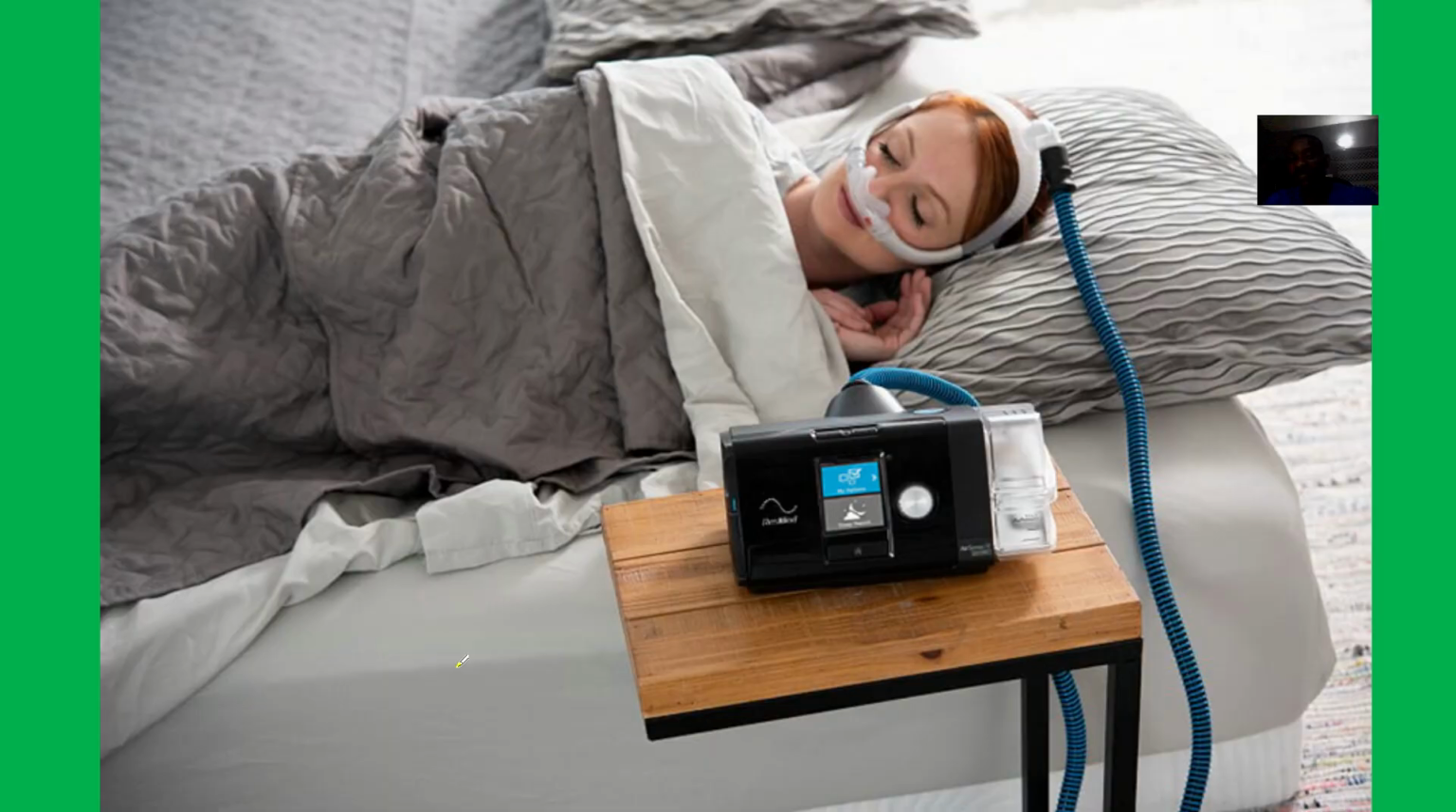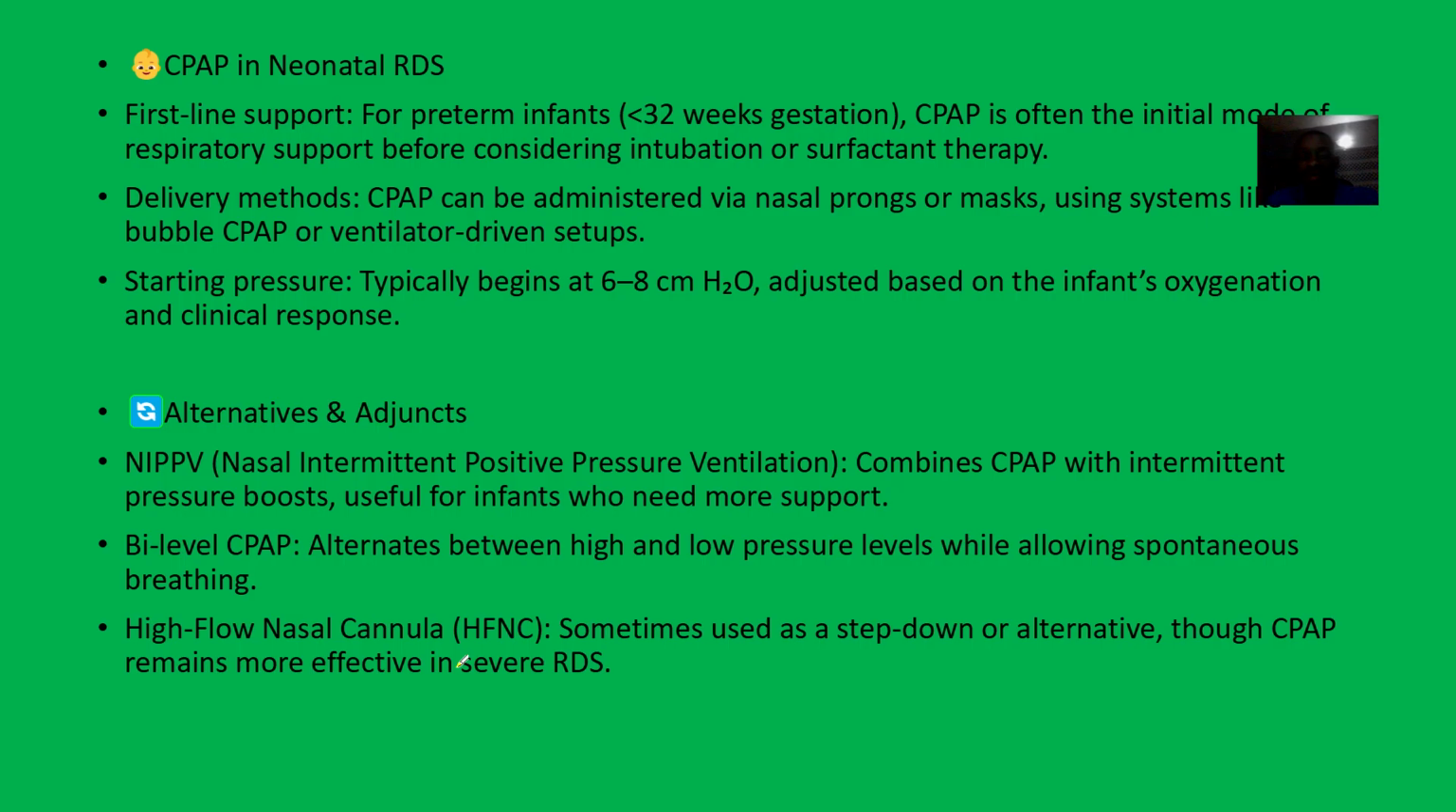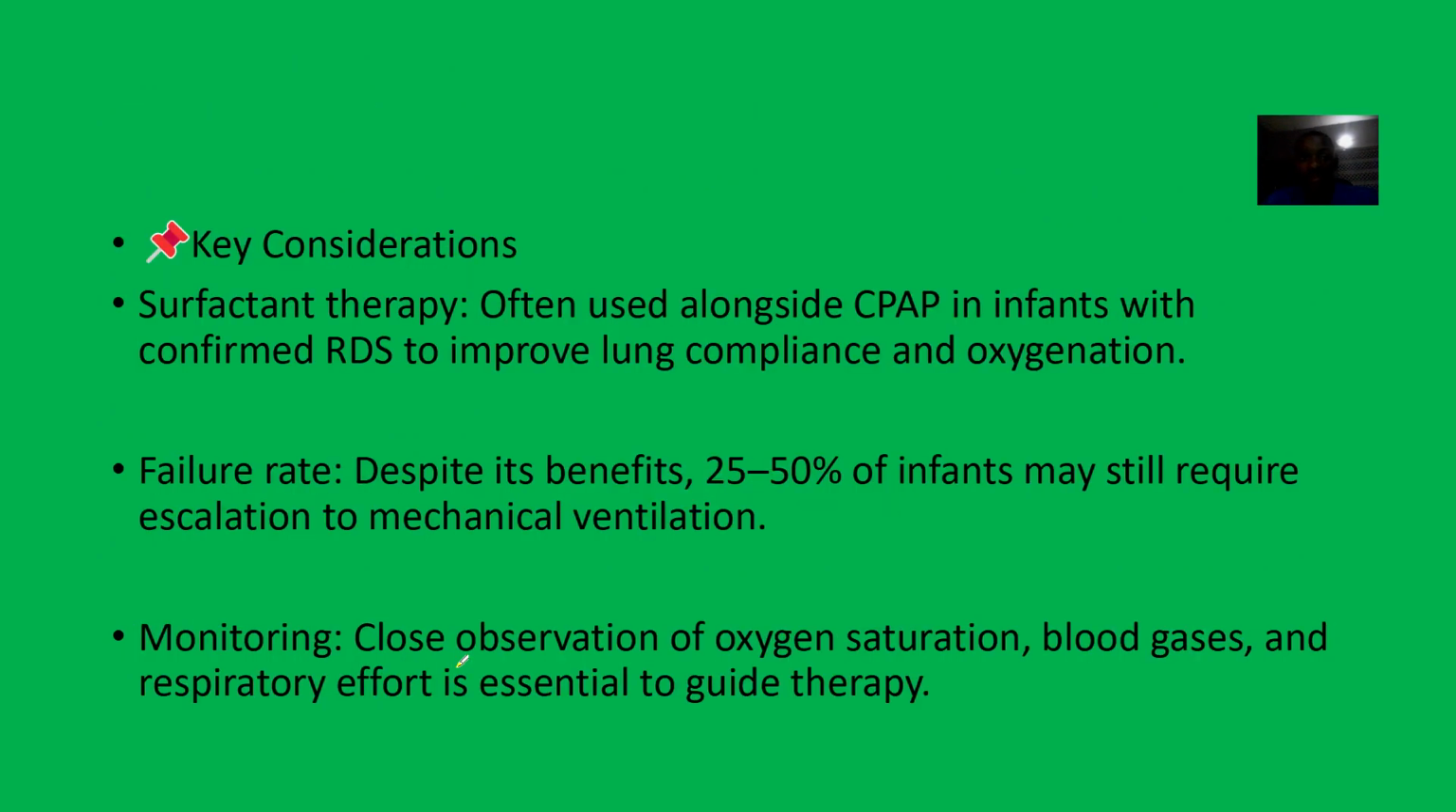As alternatives, if you are not using CPAP directly, you can go for nasal intermittent positive pressure ventilation. I will do a different video on it. There is also the bi-level CPAP, and then the high flow nasal cannula. You can also consider surfactant therapy, where you know that the baby is having difficulties keeping their lungs open, so you can give surfactants to keep the lungs widely open.